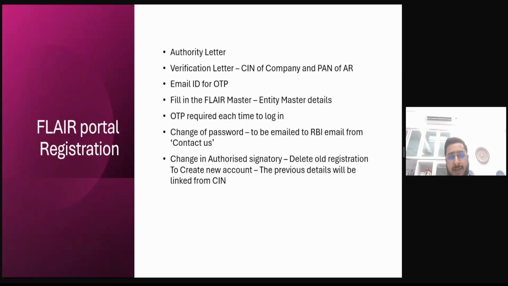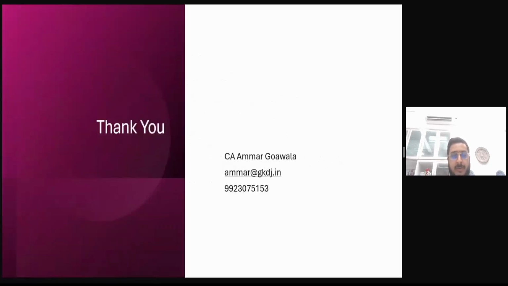Even if you want to change an email ID, it's a cumbersome process. You have to delete the old registration, create a new registration, and then link. When you put the same SIN number, it will get linked and the old details will come back again. But the process is cumbersome. So ensure you put the correct email ID.